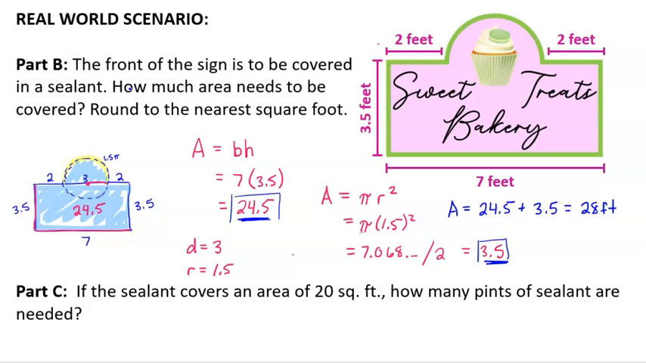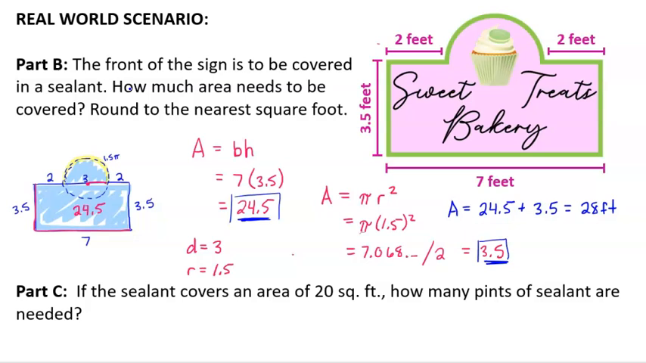Now, if you're doing a problem where they said the entire sign would be covered in sealant, remember the 28 feet, that is only the front of the sign. If we were dipping the entire sign into sealant, you would have to multiply that by 2 because that's the front and the back. So just kind of be careful about word problems like that.